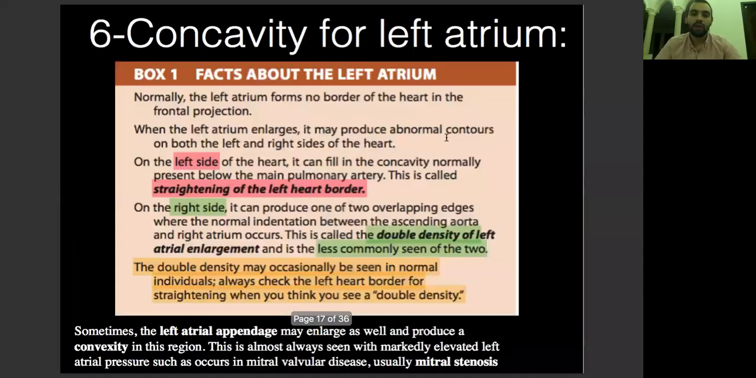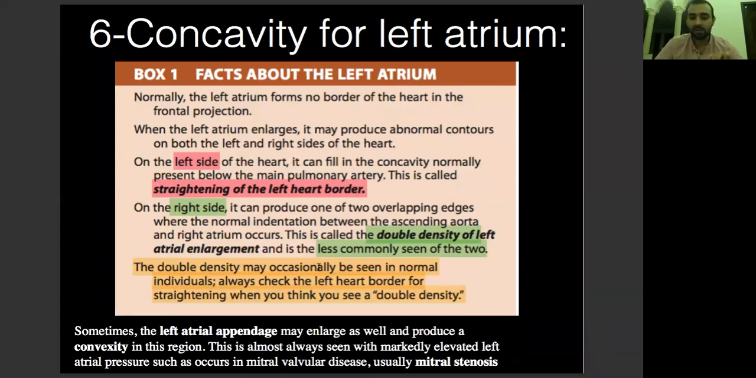Next, we should check the concavity for left atrium. Usually, the left atrium forms no border of the heart on frontal projection. And when it's enlarged, it produces an abnormal contour. On the right side, there is the double density sign we talk about, and it's a less common sign. And on the left side, when the left atrium is enlarged, it will fill the concavity normally present below the main pulmonary artery, and we call it straightening of the left heart border.